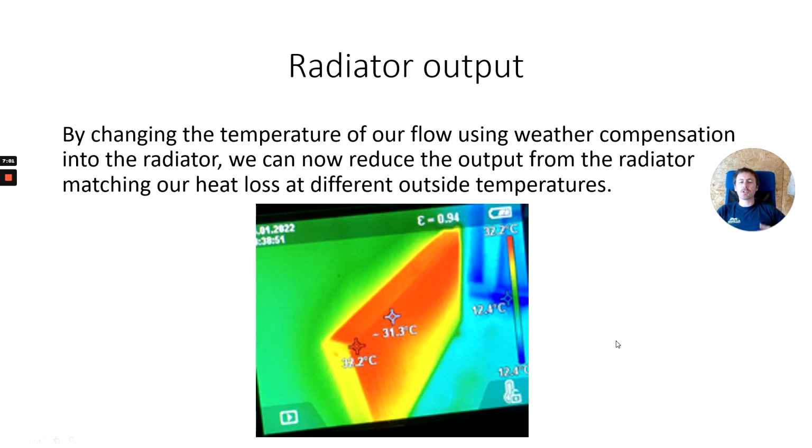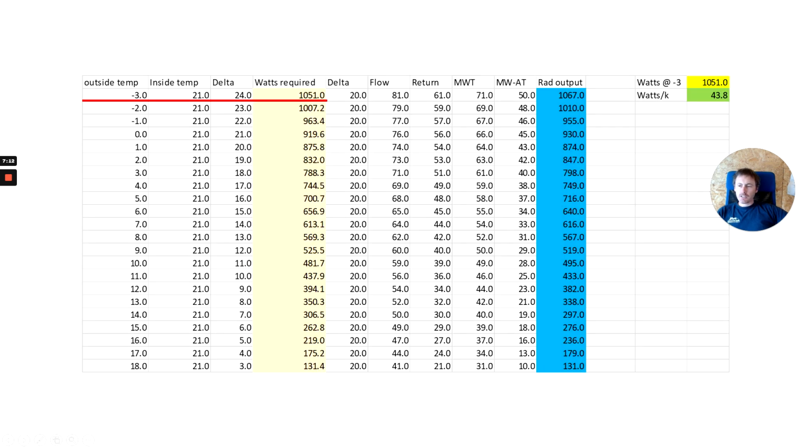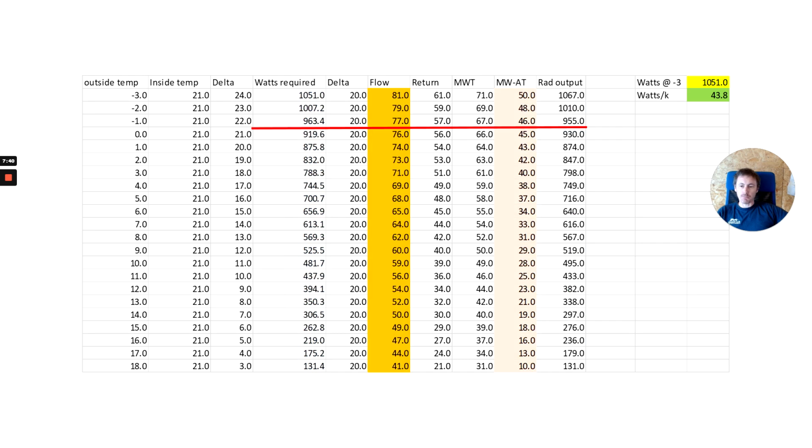So by changing the temperature of the flow using weather compensation into the radiator, we can now reduce the output from the radiator, matching our heat loss at different outside temperatures. So at -3 outside, we've got the inside temperature, we've got the delta between it, and then we've got the watts required. We need 1051 watts. So as we change to 5 degrees outside, we only need 700 watts. And at 12 degrees outside temperature, we only need 394 watts. So you can see, as that outside temperature changes and varies, we need less output from the radiator into the room.